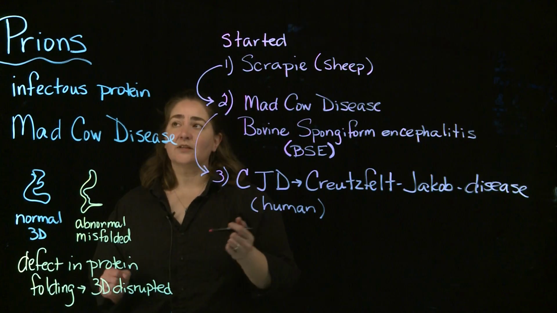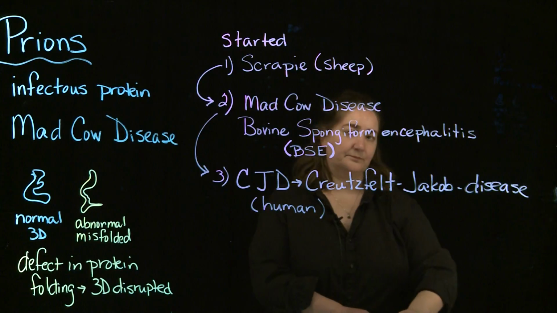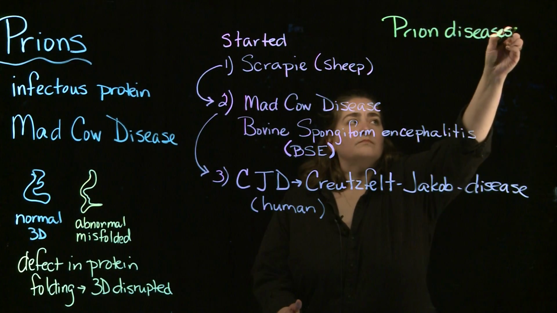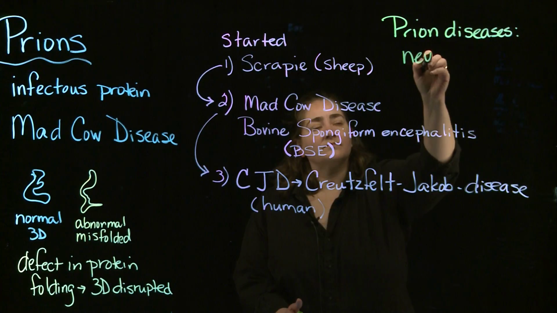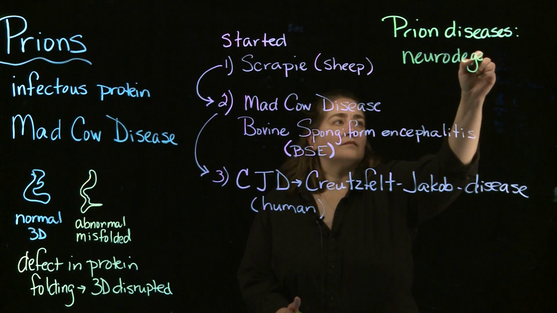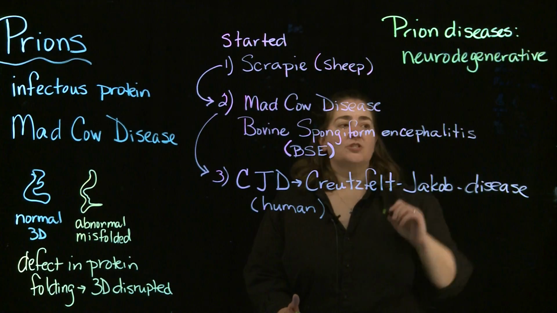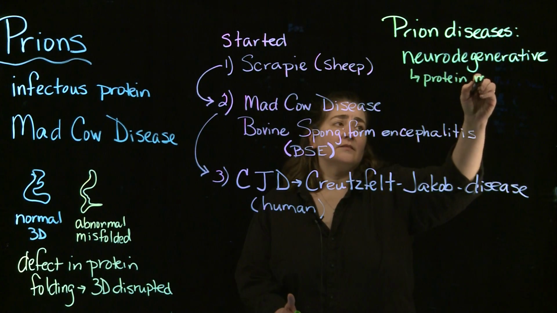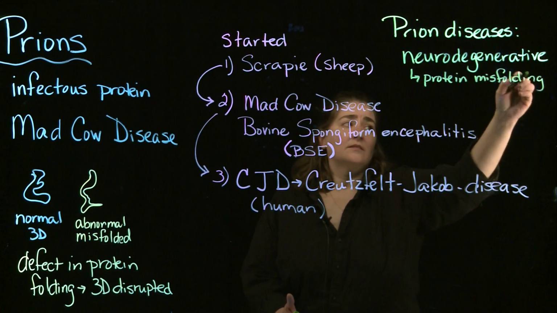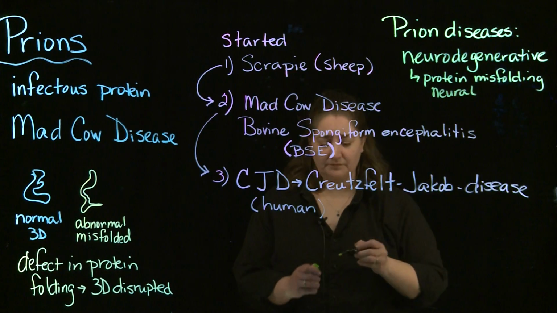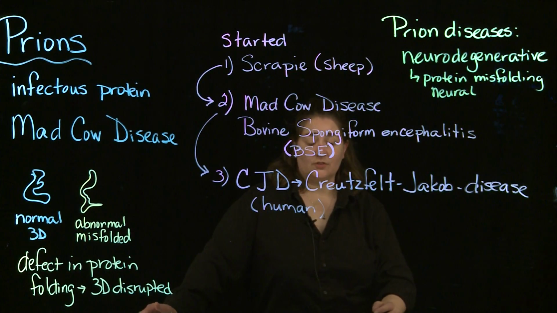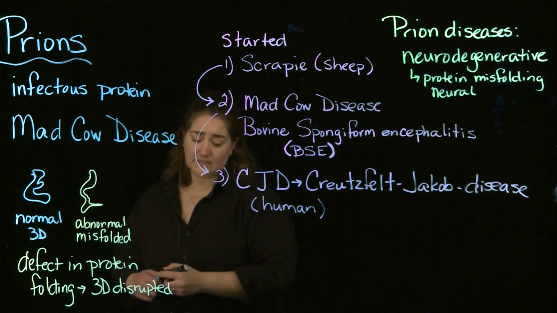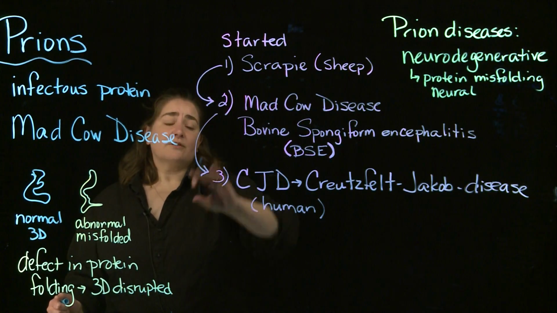But typically what we're talking about with prion diseases, they're what's known as neurodegenerative, all right? So essentially where the protein misfolding is happening is going to be in neural cells or nervous cells. That's why you see the behavior issues associated with things like scrapie, mad cow disease, and Creutzfeldt-Jakob disease, all right? So these three are kind of related to one another.